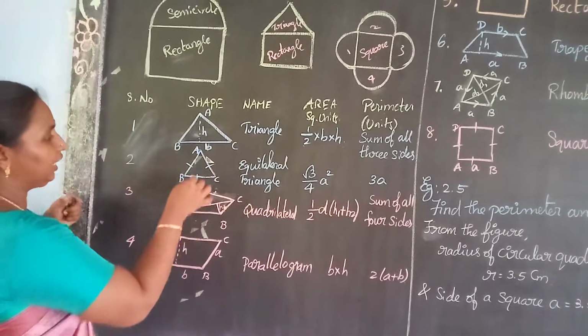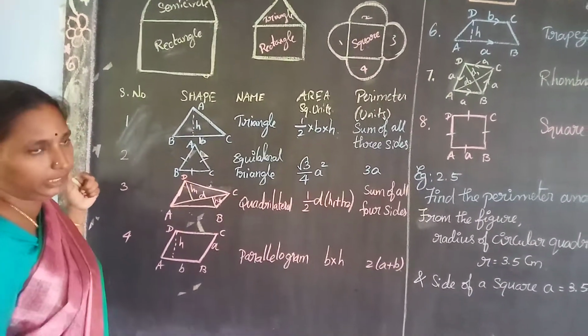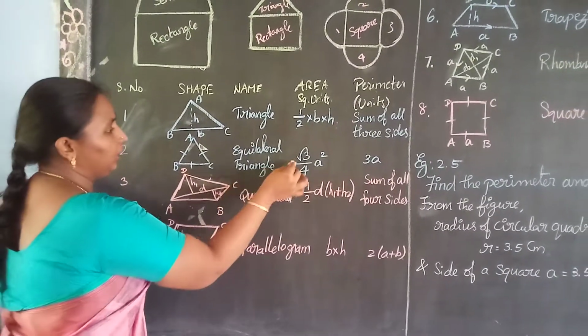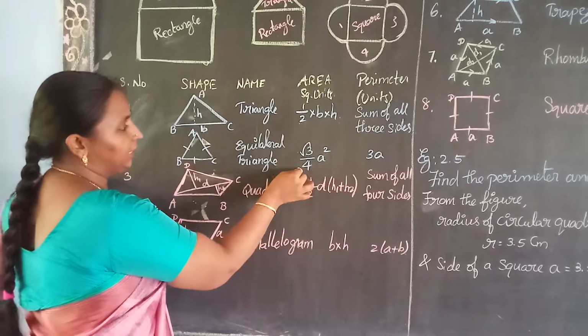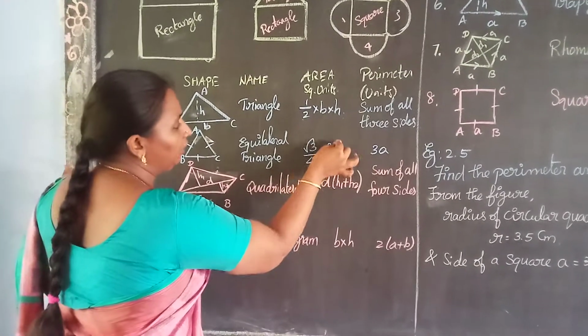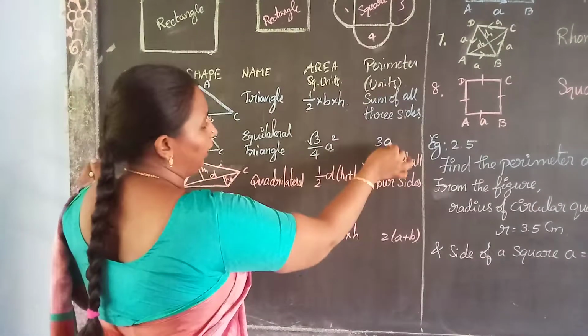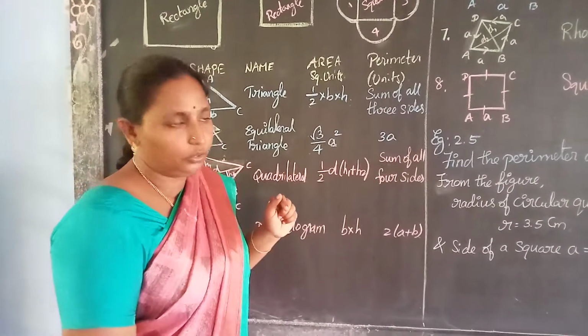Next we are going to take the equilateral triangle. An equilateral triangle is nothing but a triangle whose three sides are equal. So here you can write the area of that equilateral triangle is √3/4 a square, where a is the side of the triangle, and the perimeter will be 3a units.